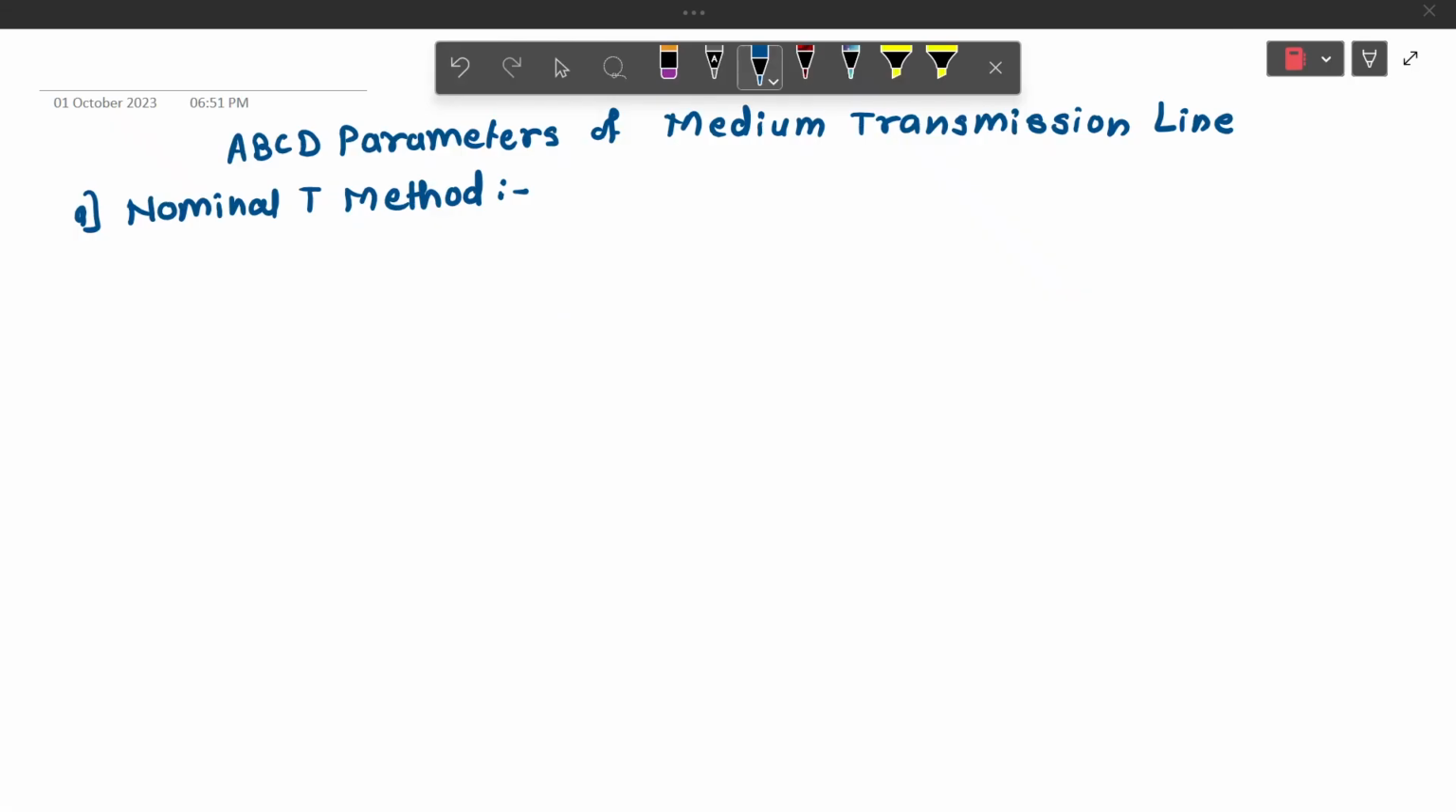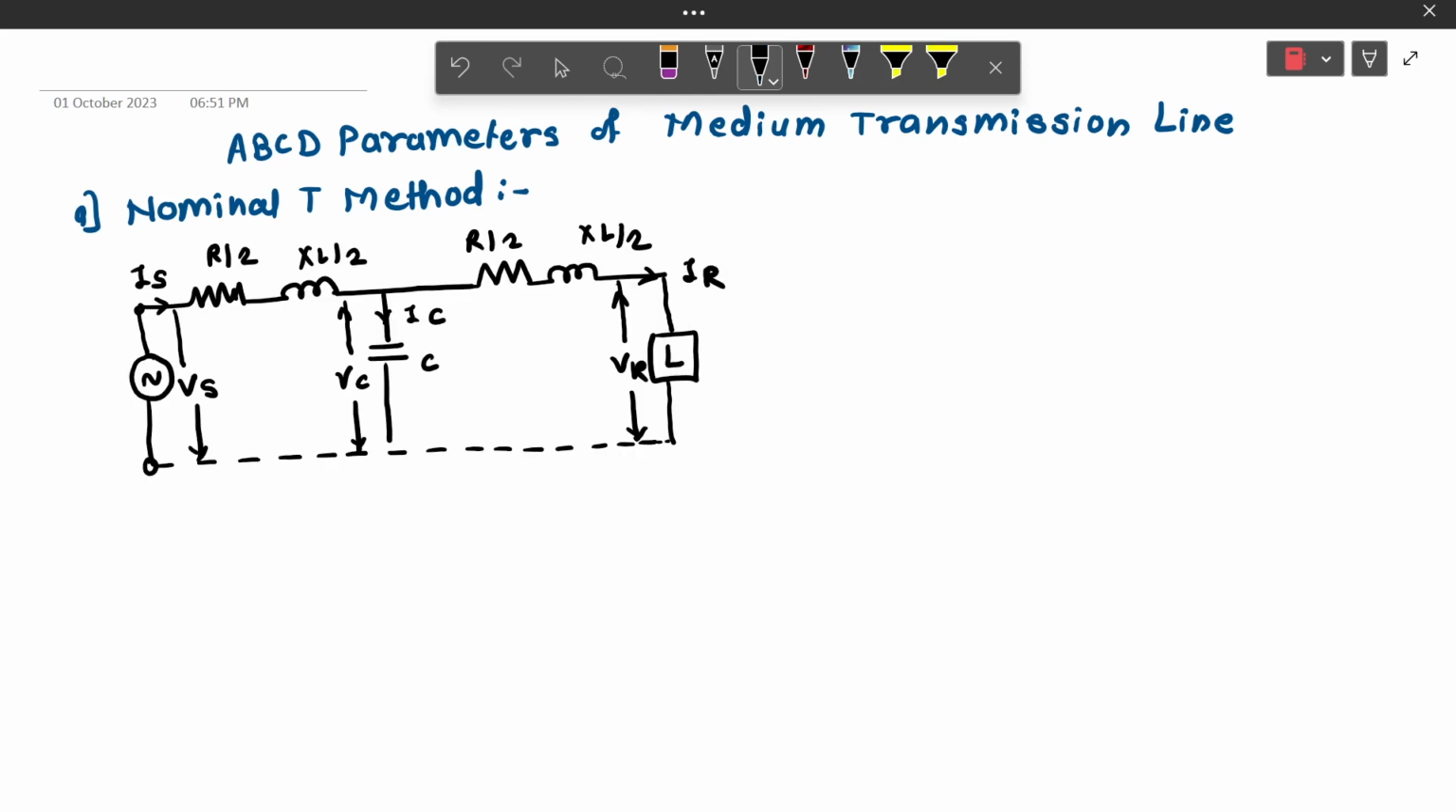Hello everyone. In this video, we will see how to determine ABCD parameters, means generalized constants of medium transmission line using nominal T method. Consider an equivalent per phase diagram of medium transmission line with nominal T model.